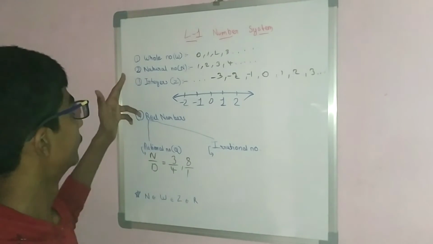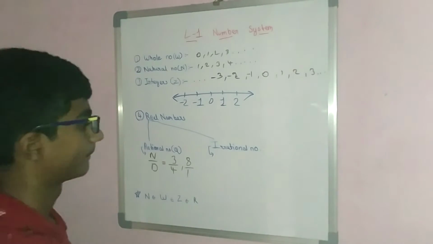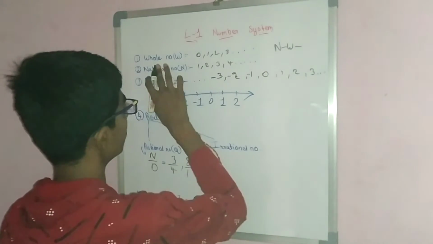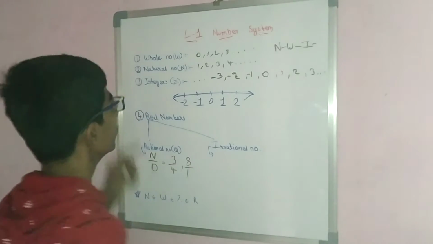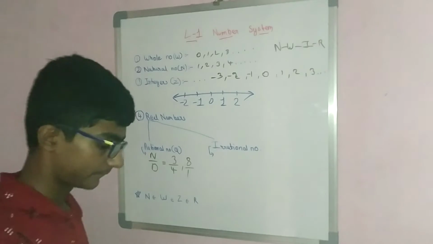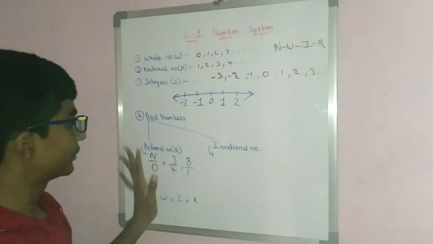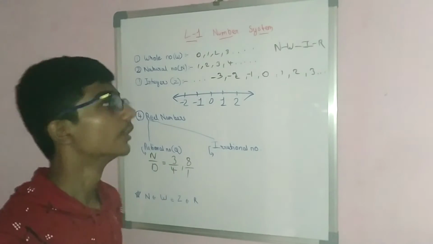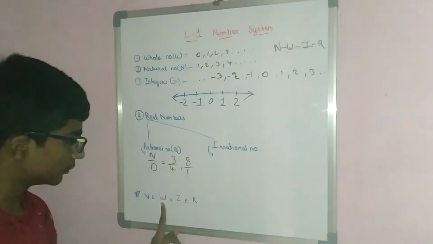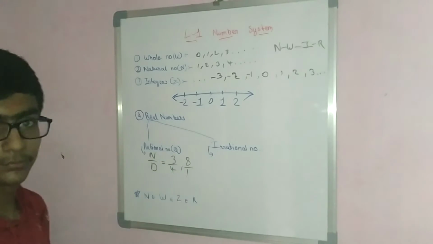Let me go back to them. All natural numbers are whole numbers. All whole numbers are integers, and all integers are rational numbers, meaning real numbers. Real numbers are divided into two types, rational and irrational. So the numbers which are rational are obviously real numbers. So we can say that all the natural numbers are whole numbers, all the whole numbers are integers, and all the integers are real numbers.